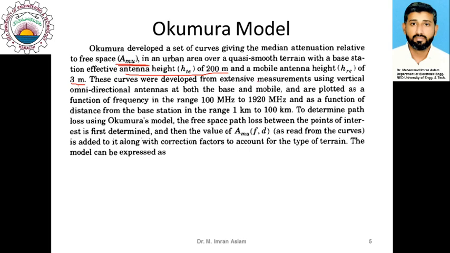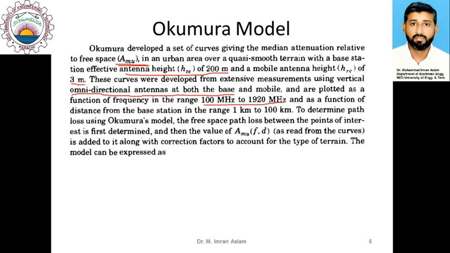So these curves were developed on the basis of extensive measurements using vertical omnidirectional antennas. They used omnidirectional antennas both at the base station and the mobile station, and generally the transmissions were made in the frequency range from 100 megahertz to 1920 megahertz, but typically the formula that we use is from 200 megahertz to 1920 megahertz for a distance range of up to 100 kilometers.